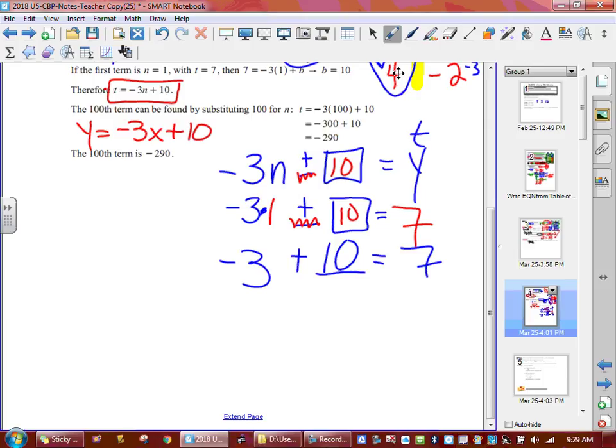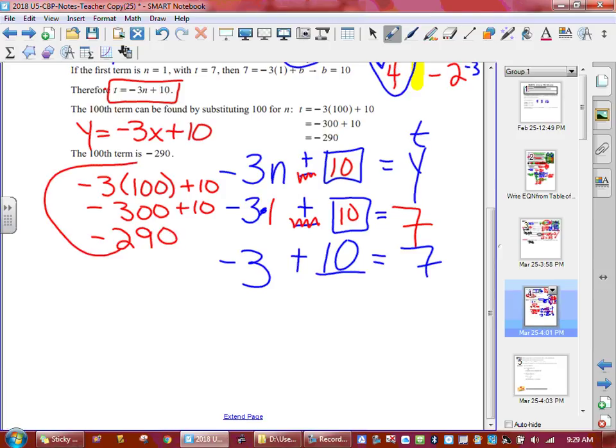Here they're saying, how do you find the 100th term? Well, that means the 100th number. How do you find that answer? Well, if that's the 100th number, remember we use x or n for the number, so we would say -3 times 100 plus 10. So what's -3 times 100? -300. Plus 10, -290, and that's what they're showing you there. Okay, so we get -290 when we put the 100 in where x is.